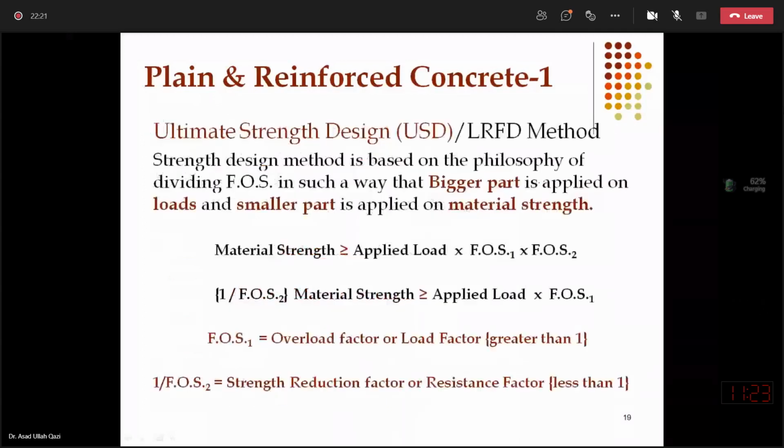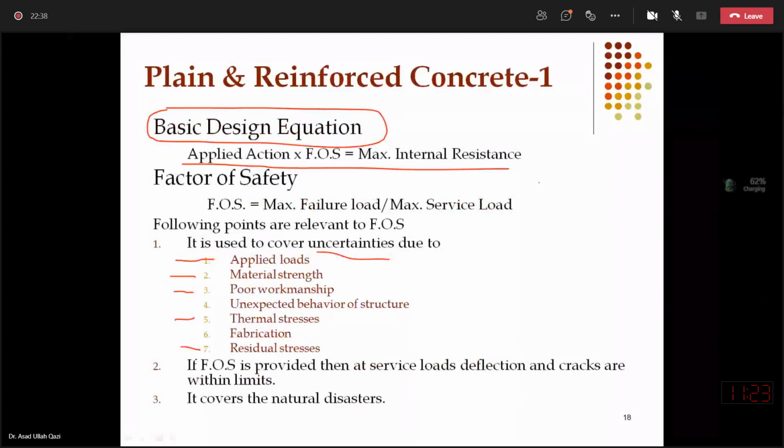So you will find that in ultimate strength design, the difference from allowable stress design will be, in allowable stress design, what will happen, you will not exaggerate the demand. At service loads, demand will be calculated, while calculating the resistance, you will decrease the capacity. So factor of safety will be on the side of internal resistance. You will lower down the stresses in the materials corresponding to the demand loads. So factor of safety will only appear on the right hand side of the equation.